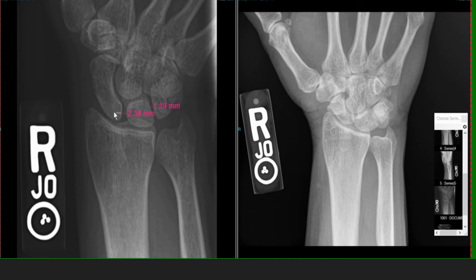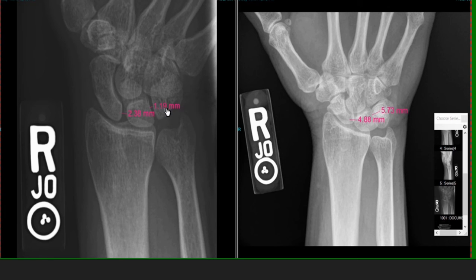And if we look at the same measurements on the neutral P to A, we can see that the scapholunate gap here is basically non-existent, and the triquetrolunate step-off here is basically non-existent as well. So using both of these views, both of which are referenced in the AMA Guides, both of these views provide us with normal measurements for the scapholunate gap and the lunotriquetral articulation.